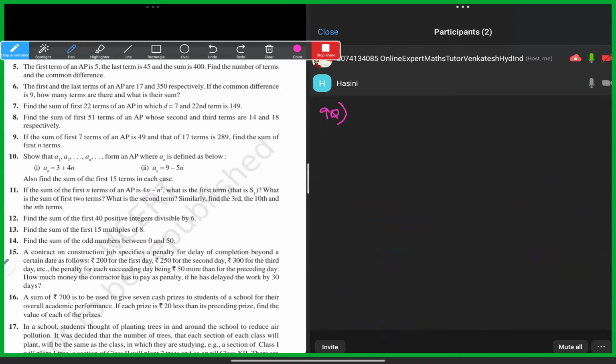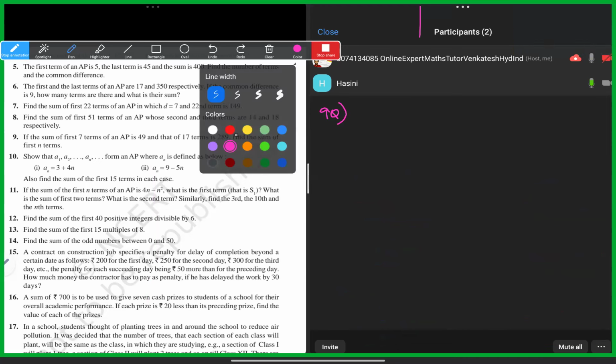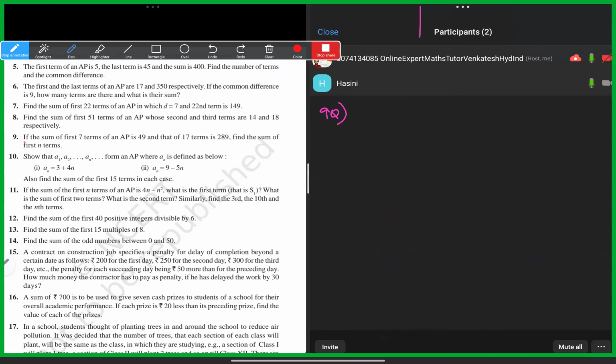Ninth question. So Hasni, once you read the question. If the sum of first 7 terms of an AP is 49 and of 17 terms is 289, find the sum of n terms. Yes, Hasni. The sum of first 7 terms will be 49 and that of 17 terms is 289.